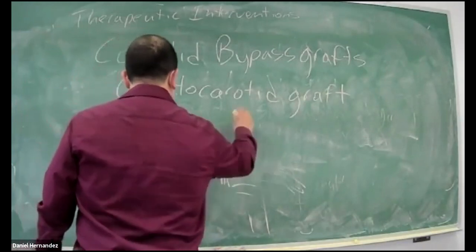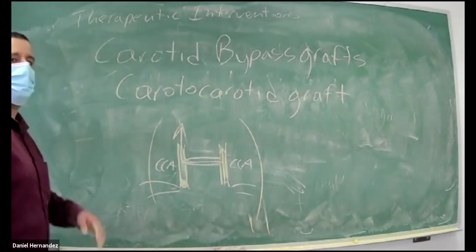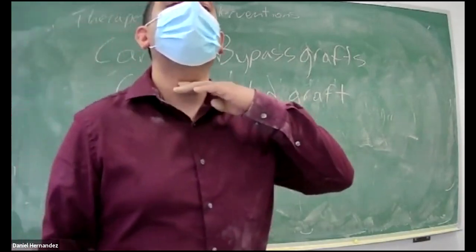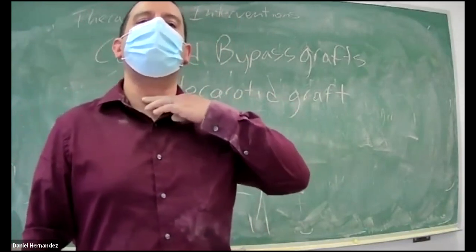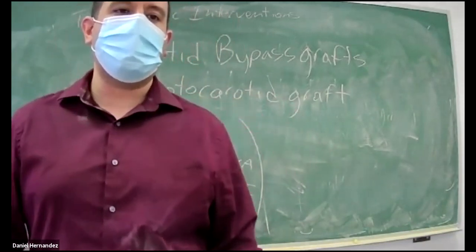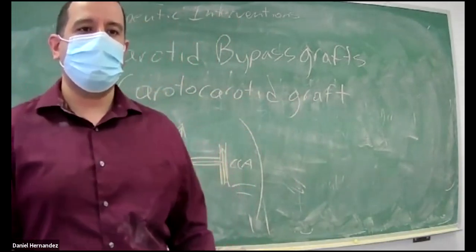If you picture a person's neck, that's their neck. This is going to be low down when we get to the imaging, the proximal carotid arteries. That's where you'd see that graft. So, proximal CCA.